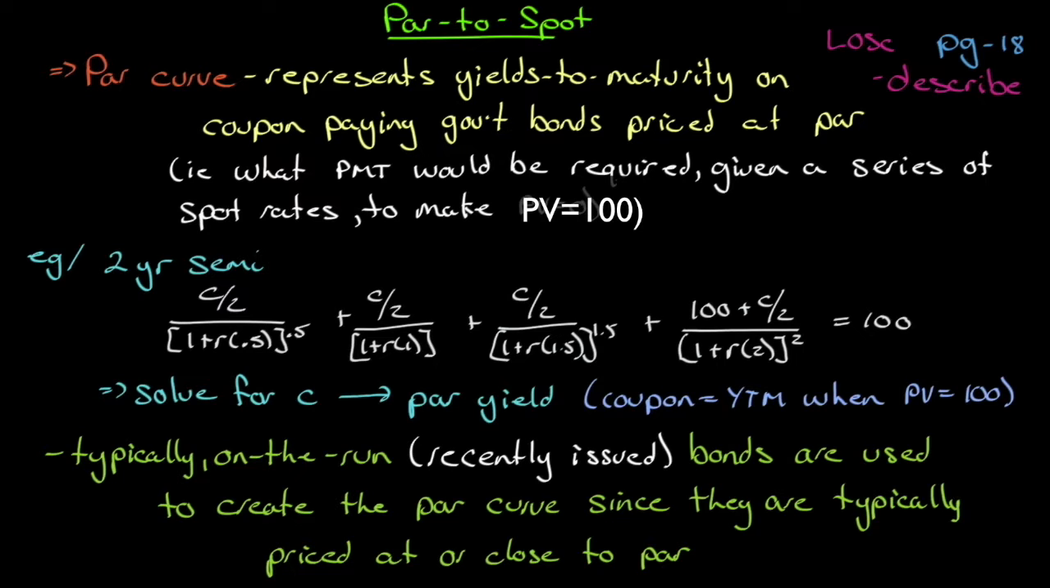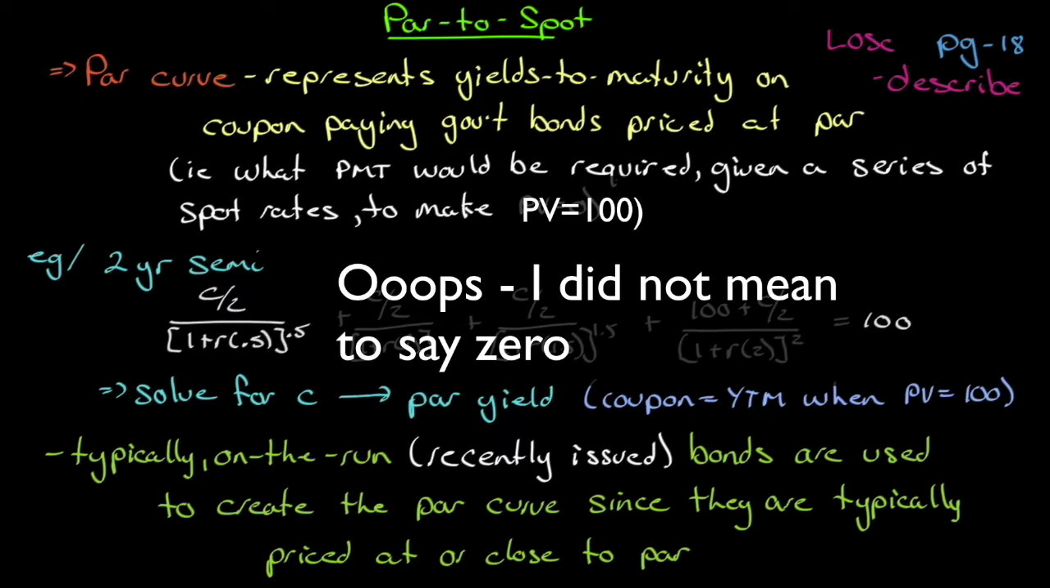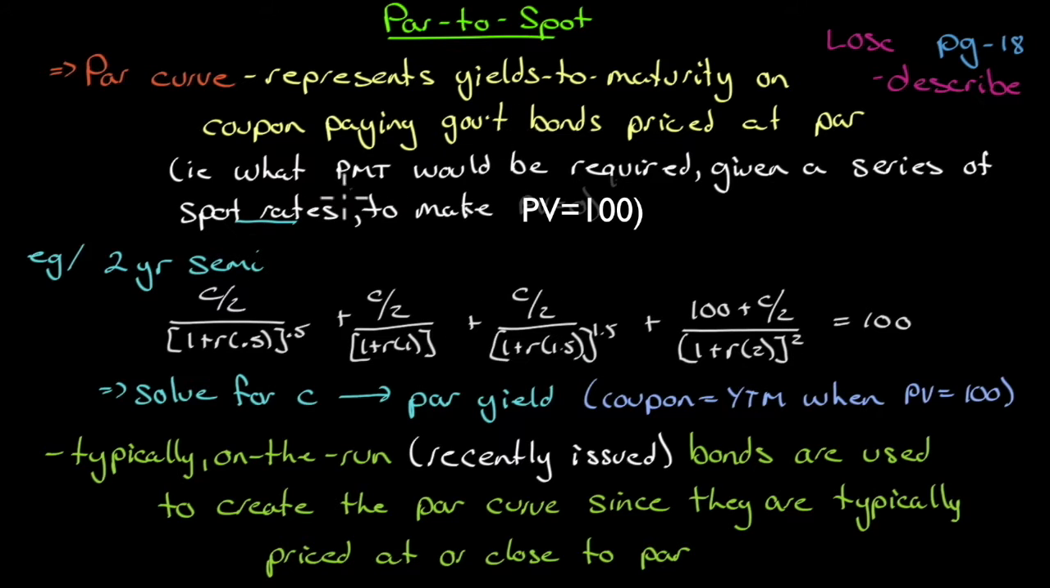The par curve, what does it represent? It represents yields to maturity on coupon-paying government bonds priced at par. So what we would do is take government bonds, whatever coupon rate they have and whatever they're selling at, and ask: what would the coupon be if we did price them at par? And that would draw out a par curve. In other words, what payment would be required, given a series of spot rates, to make the present value equal par? Notice what I said: given a series of spot rates. So we arrive at a par curve through a series of spot rates.